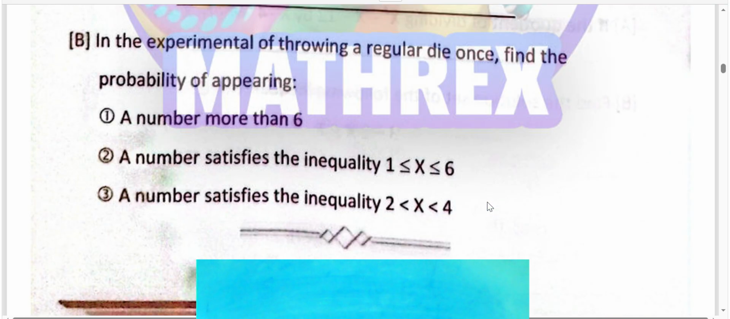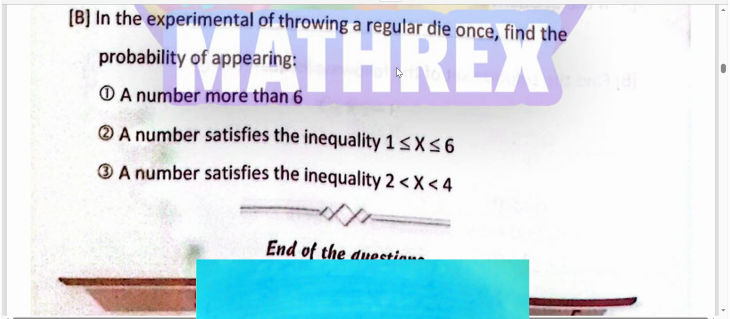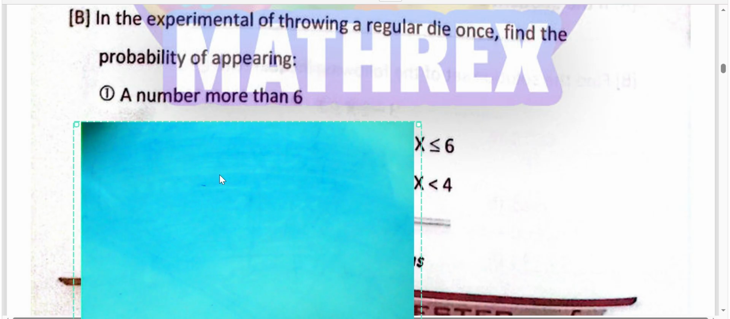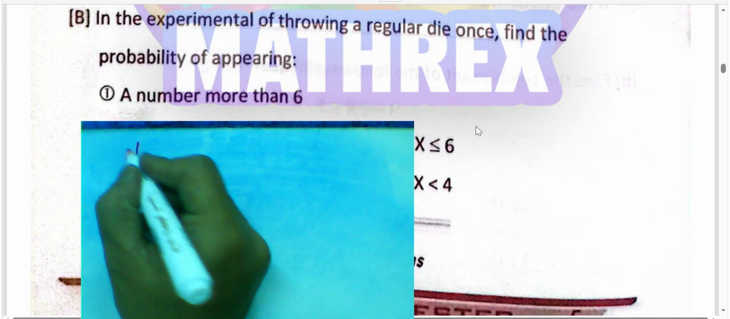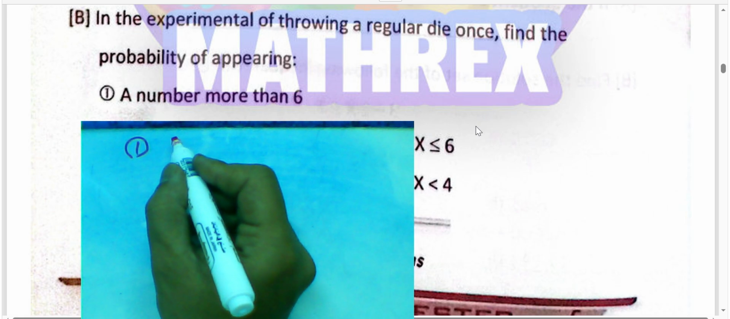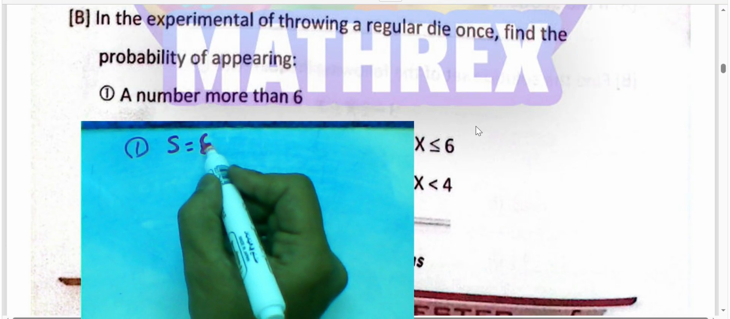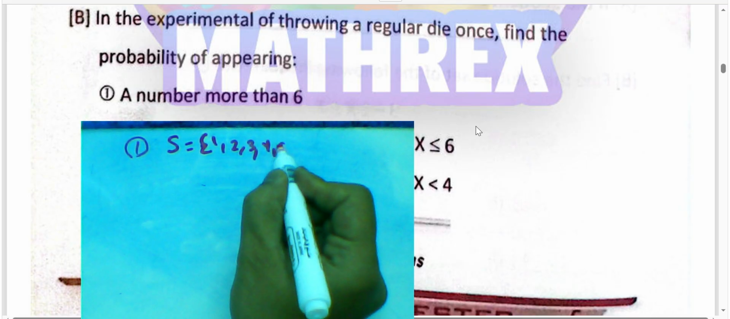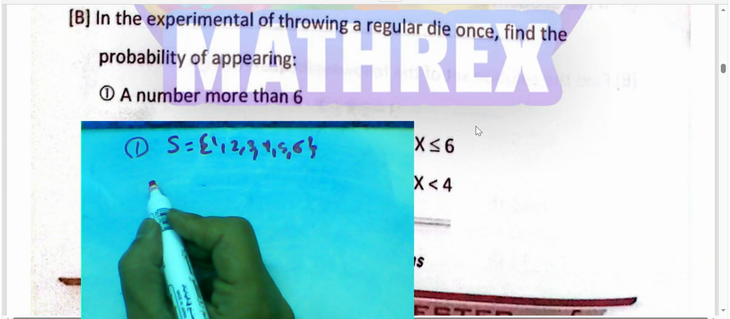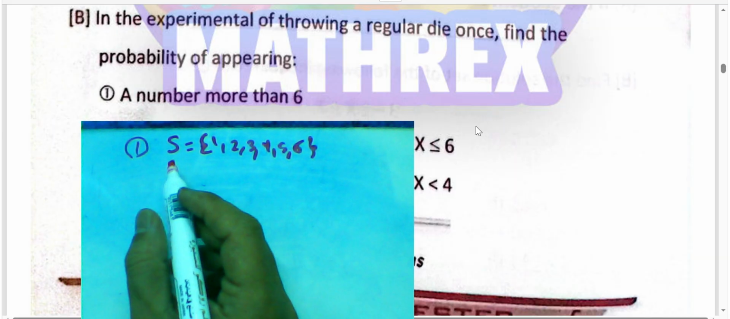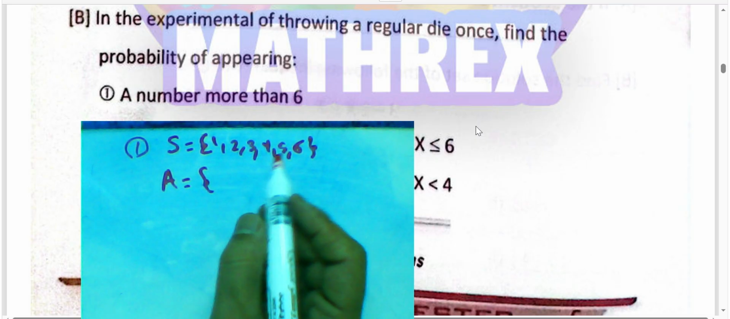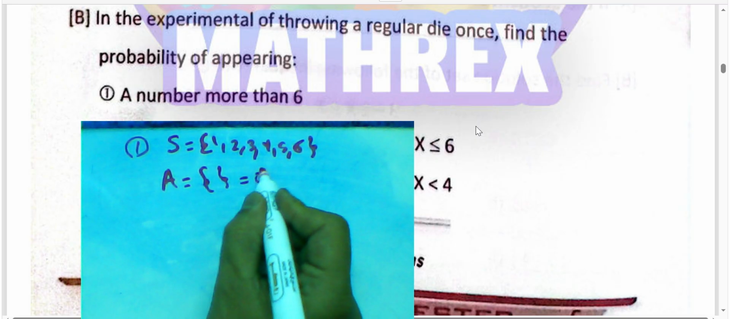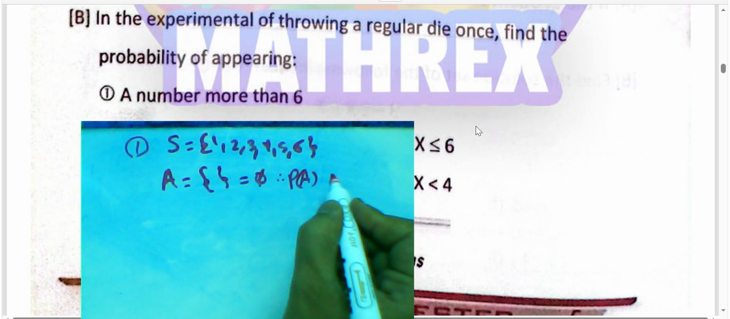Understood? The experiment of throwing a regular die, find the probability of the appearing number more than 6. Number 1. First step, we can find the random sample space of a die from 1 to 6. 1, 2, 3, 4, 5, and 6. Question number 1. He wants a number more than 6. Write E equal number more than 6. We don't have a number more than 6. It will be the null set. The probability of event A will be 0.